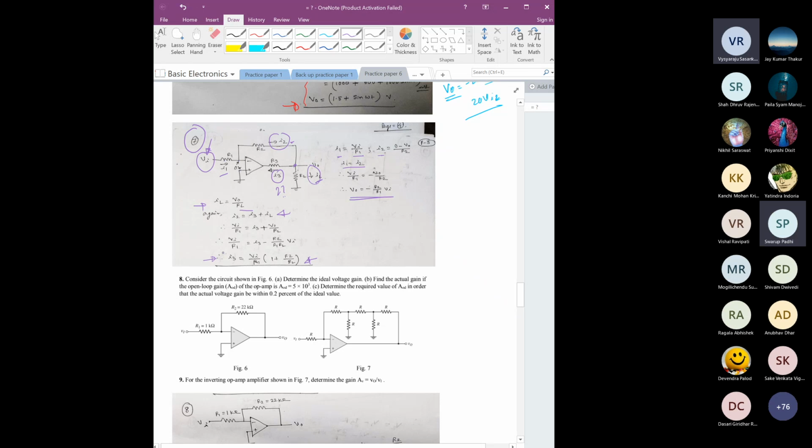Sir, would we try to minimize the current that is flowing into the op-amp?